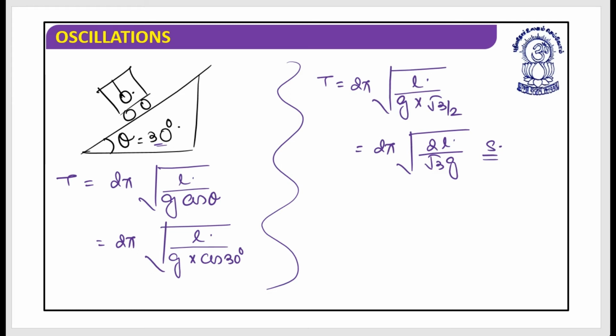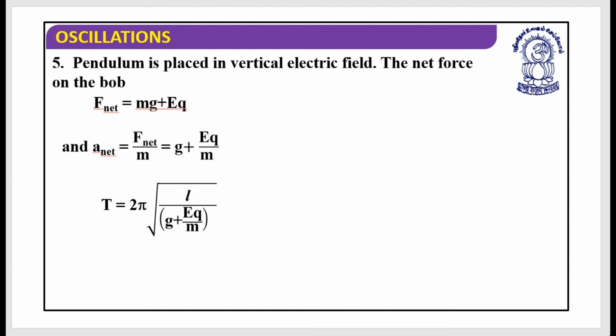We can switch to the other variations. Let's have a look. Let's suppose the situation is that the pendulum is placed in a vertical electric field. Then the net force on the bob is, yes, let's have a look.